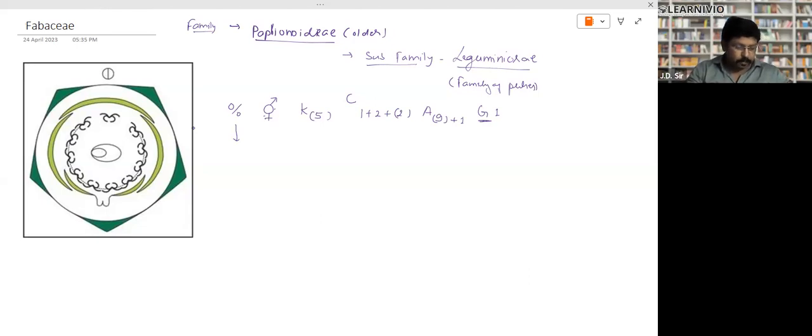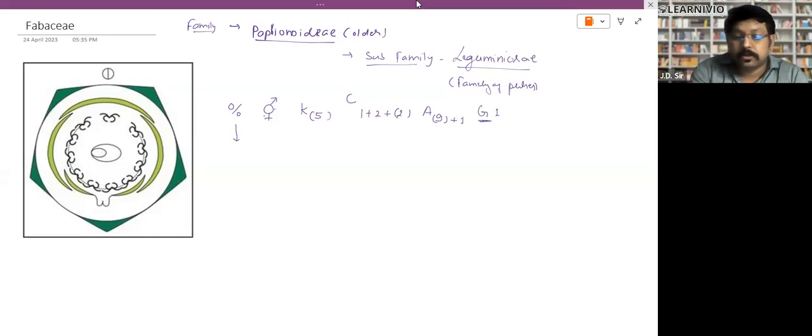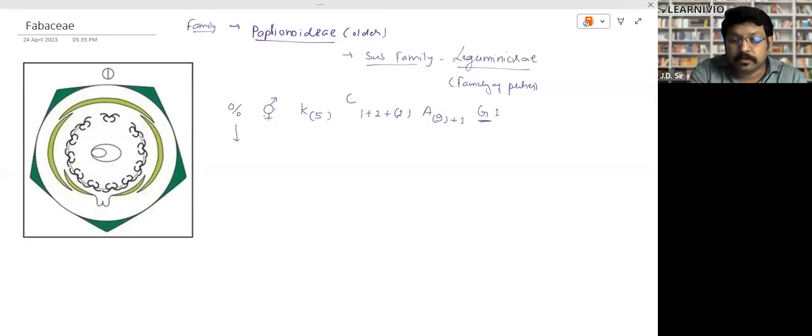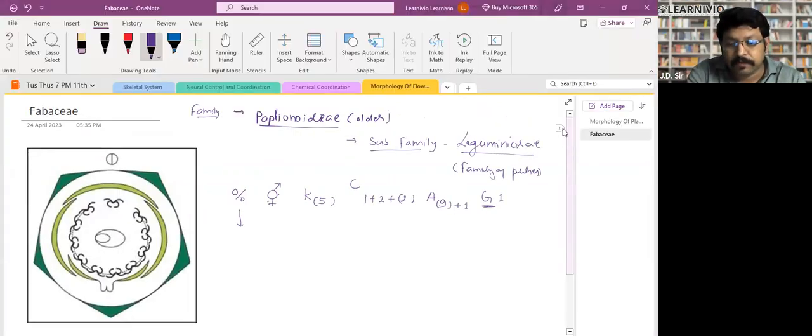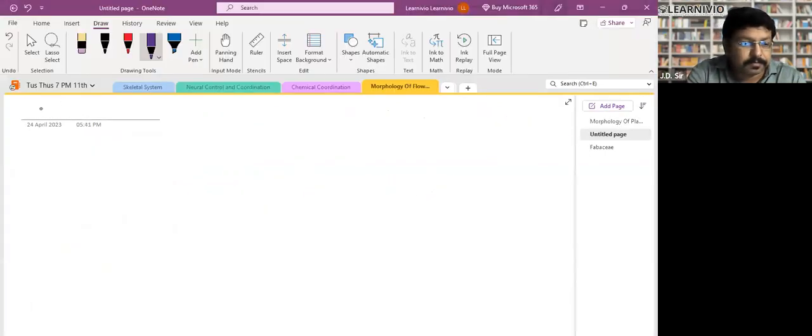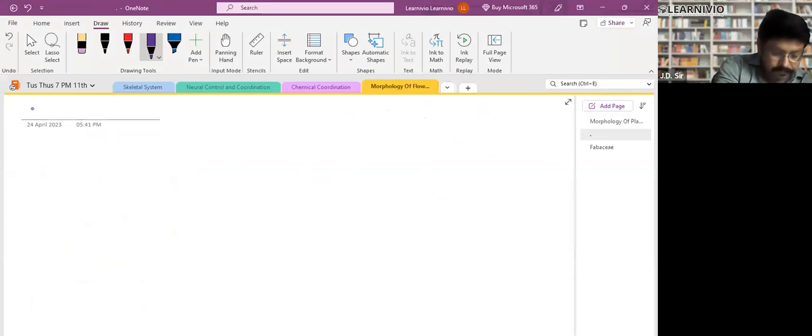Then give me one second. Then I have to work a bit harder. Just a minute, from where I need to start. Flower part. Okay. So before going into that, I need to start with the flower part. Then I will go with the Fabaceae. Floral part, or parts of flower.